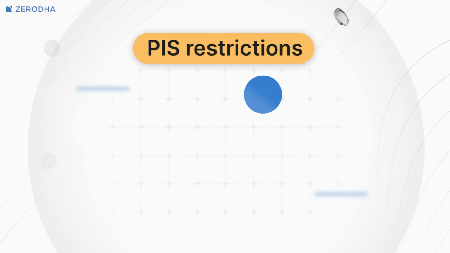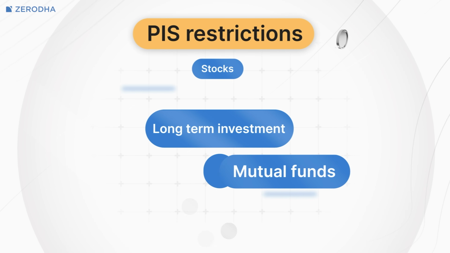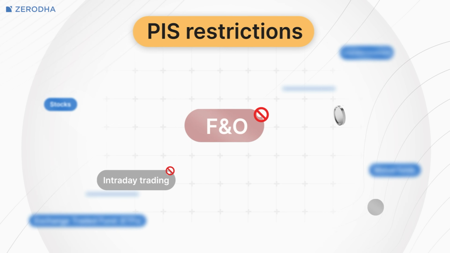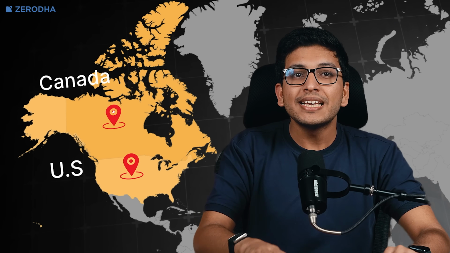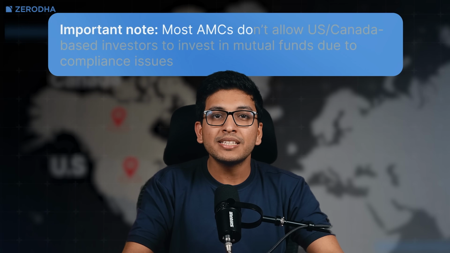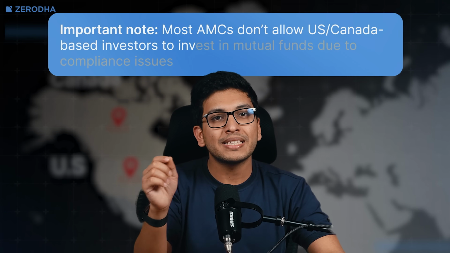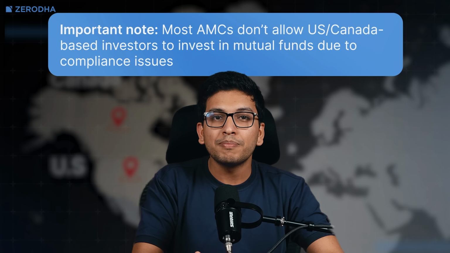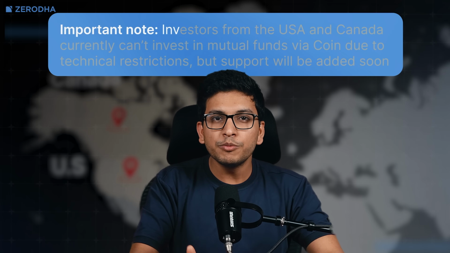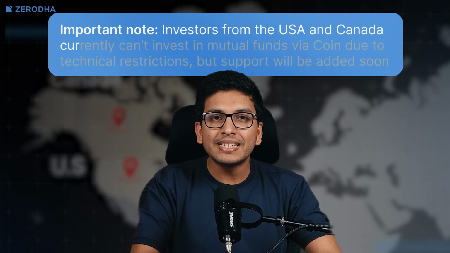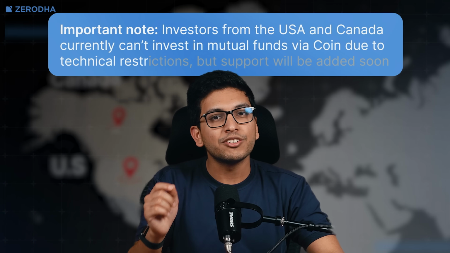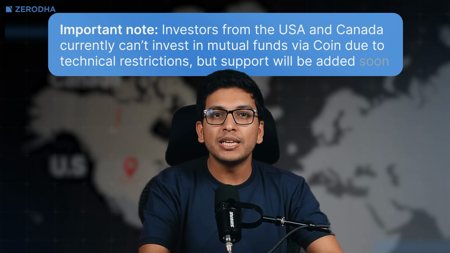You can only do long-term investing in stocks, mutual funds and ETFs. You cannot do any intraday trading and you cannot do any futures and options, BTST, etc. An important note for US and Canada-based investors is that only a limited number of AMCs currently allow investors from the US and Canada to invest in mutual funds, while the majority do not due to compliance reasons. On Coin, which is Zerodha's mutual fund platform, investors from the USA and Canada cannot currently invest in any mutual fund schemes due to technical restrictions, but this option will be available to you very soon.